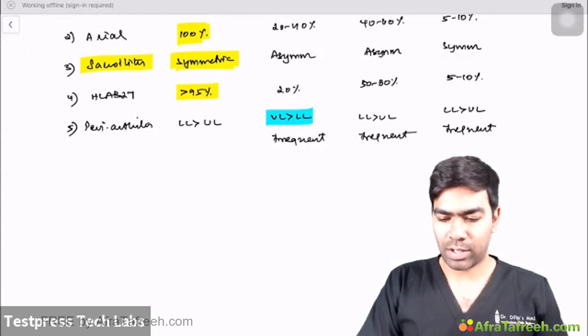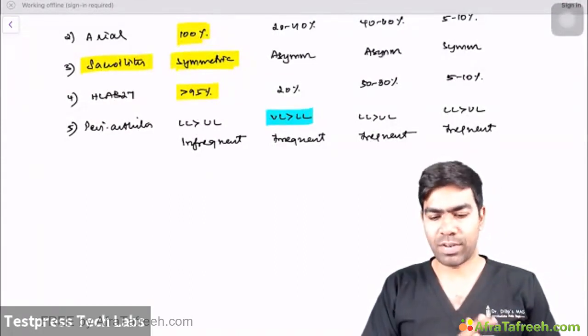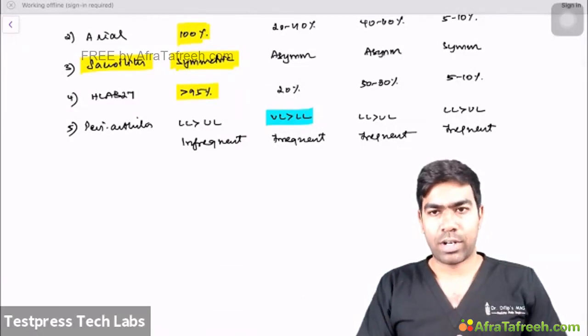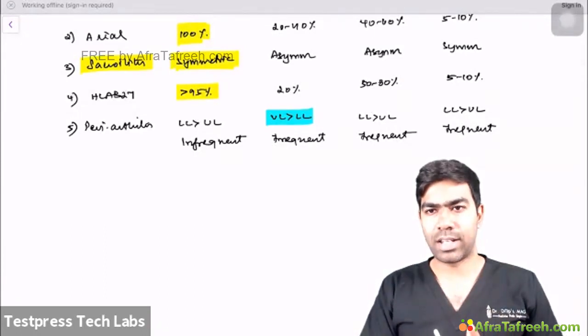But in the setting of ankylosing spondylitis, it is very infrequent. You don't really get peripheral involvement. Very rare to have peripheral involvement in the setting of ankylosing spondylitis. At the end of the table, let us take a look.